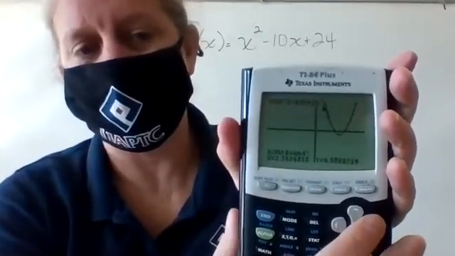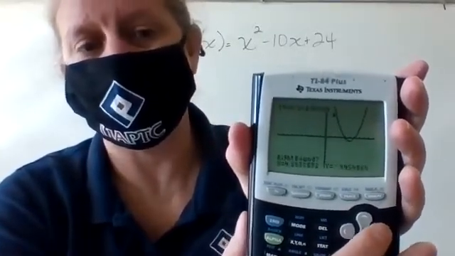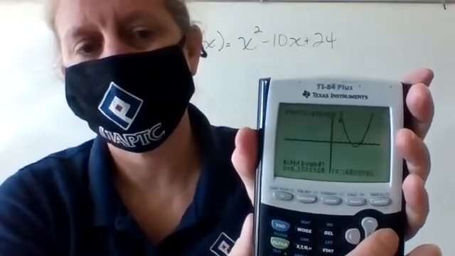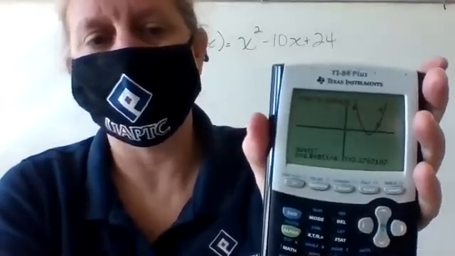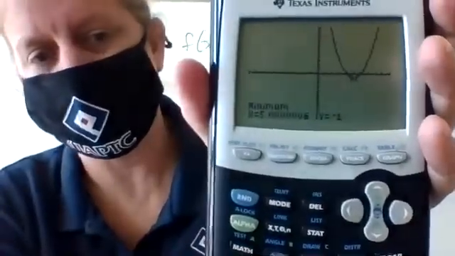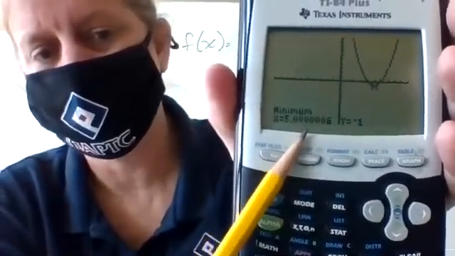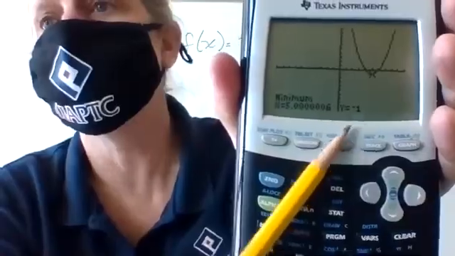Then keep moving it to the right to get it over to the right side of the vertex, and hit enter twice. So here's my vertex at 5, -1.